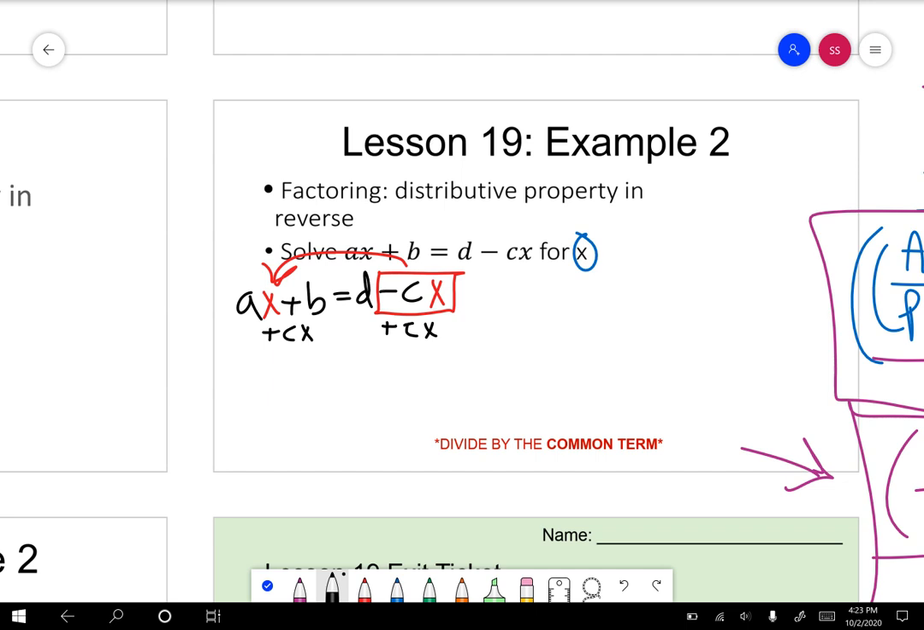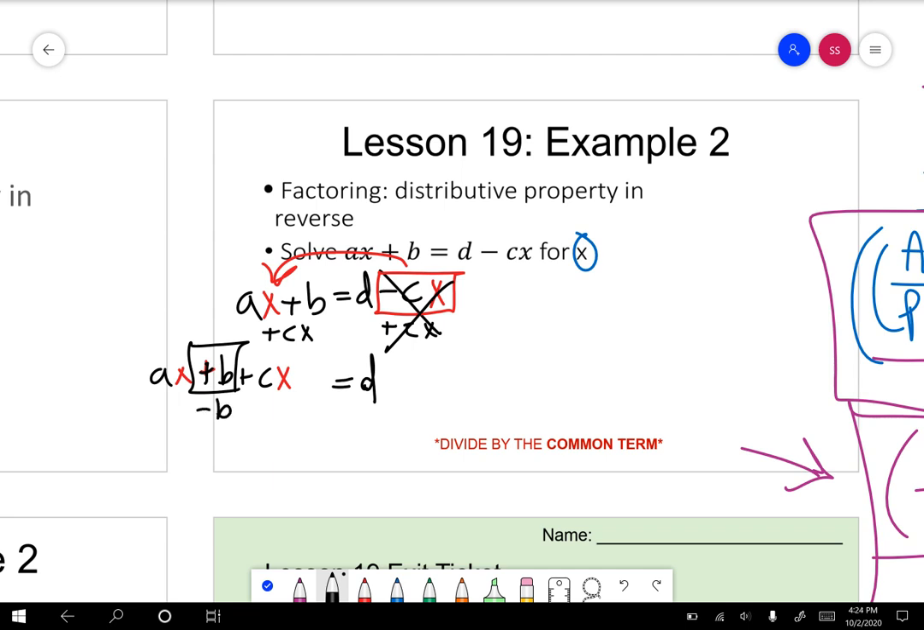So if we do that, those cancel out. Negative cx plus cx would be 0. We're left with d on this side. On the other side, we have a times x plus b plus c times x. Goodness, why isn't that switching colors for me? There we go. Okay, so we want to isolate the x terms, which means we want to get rid of this plus b. Right now it's being added, so we would do the opposite and subtract.